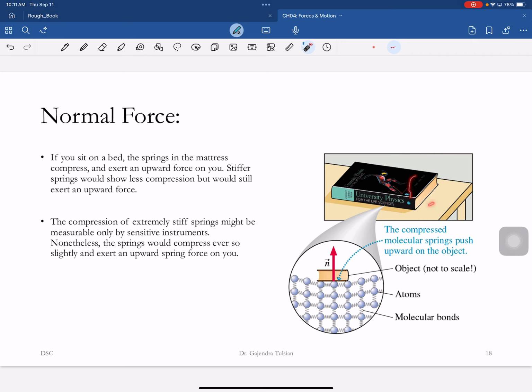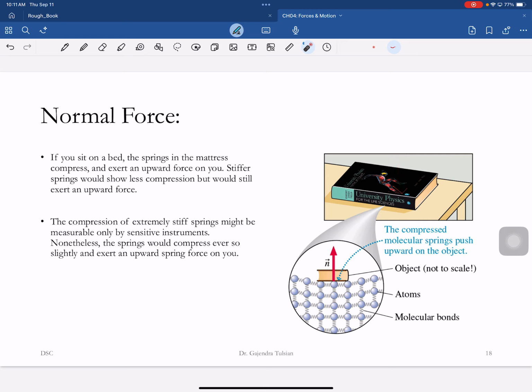Now this is what's happening when, let's say, you put a book on a table. The atoms of the table are modeled like that. When you put the book on the table, they compress some of the springs, and these springs are pushing back on the book. All those pushbacks add up to a total force, which, since the book is not going through the table, is equal to the weight of the book.